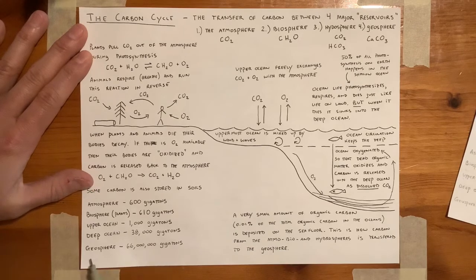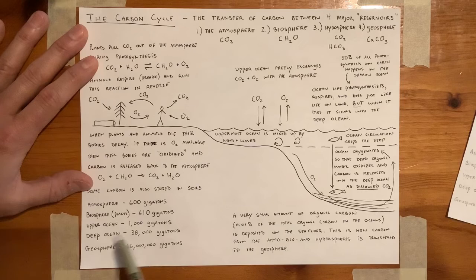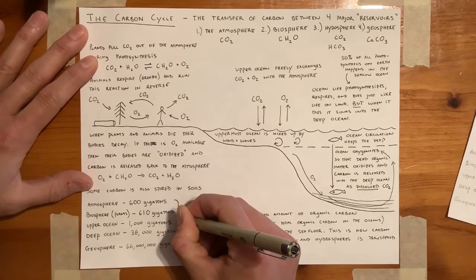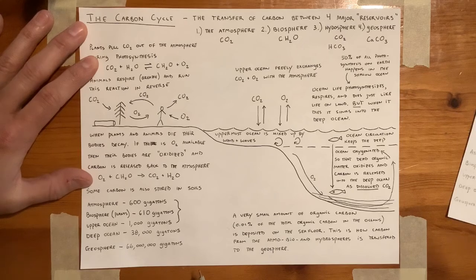Okay, so you can see that the geosphere is by far the largest reservoir of carbon on Earth, followed by the deep ocean, but it's not even close. And then the atmosphere and the biosphere and the upper ocean are pretty small reservoirs of carbon. Okay, so these three small reservoirs, the atmosphere, the biosphere, and the upper ocean, are all communicating and exchanging carbon on a very short time scale, years to decades even.